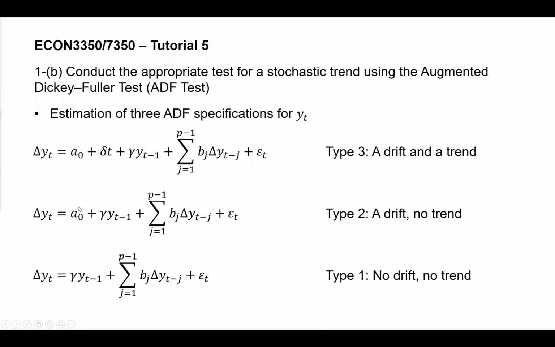Type 2 just considers a constant term that is different from 0, a drift. So that number that goes up and down is not 0, but a different number. And it also considers the trend coefficient to be 0. That's the type 1.